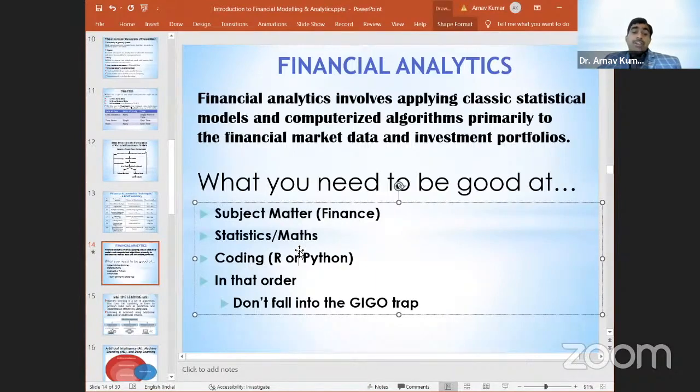And don't fall into the GIGO trap. The GIGO trap is garbage in, garbage out. Don't mindlessly put anything into the software, whether R or Python, because if you do, you will get irrelevant outputs. You will have predictors which have no meaning and results which have no practical utility. So you need to apply your mind as to what you are trying to gain, what you are trying to know, and what you are trying to provide as input.